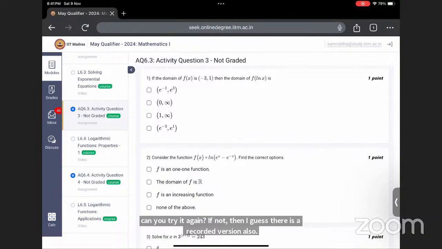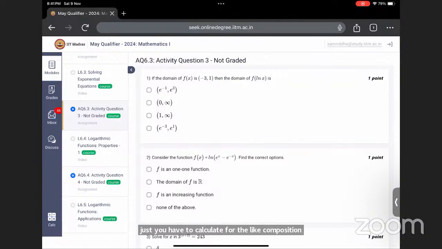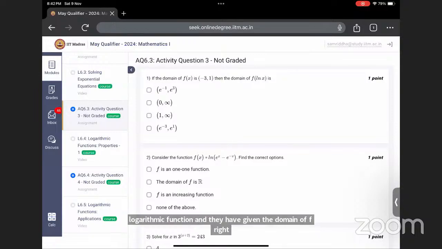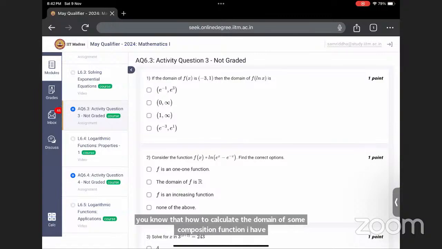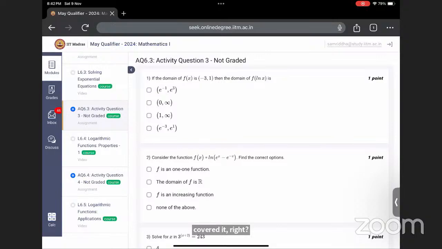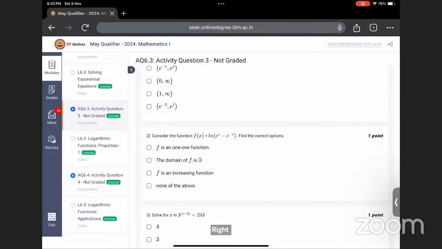You just have to calculate the domain of a composition of functions. You know the range and domain for the logarithmic function, and they have given the domain of f, right? So you know how to calculate the domain of a composition function. I have covered it, right? Just 2 to 3 steps. Try to do it this way.